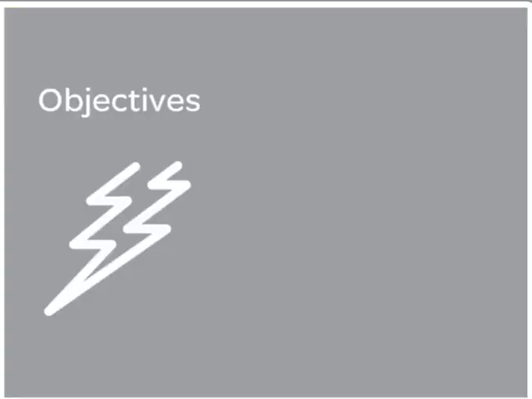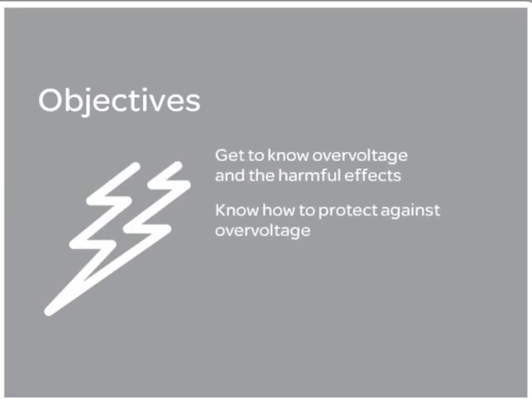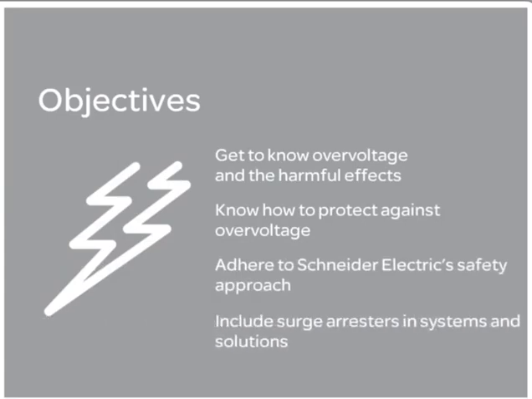At the end of this module, you will be capable of achieving the following 4 objectives. Get to know overvoltage and the harmful effects. Know how to protect against overvoltage. Adhere to Schneider Electric's safety approach. And lastly, include surge arresters in systems and solutions.